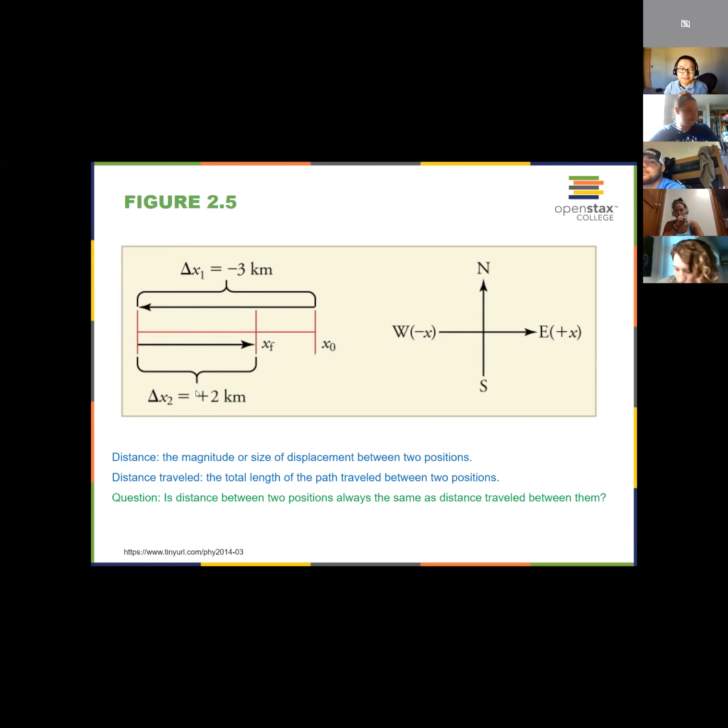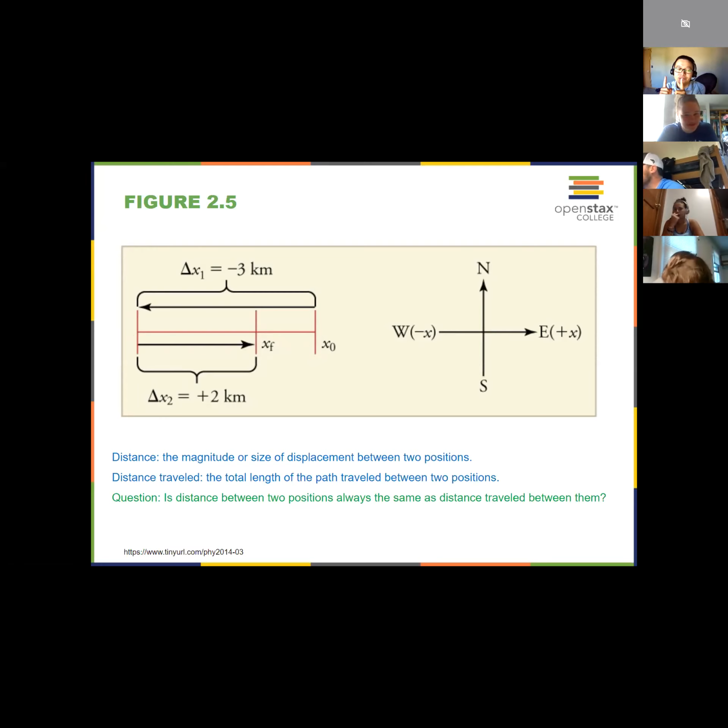Now for the total of your journey, for the entire journey over here, you are starting from this x naught and ending at this x final. So your final position and initial position are just 1 kilometer apart. You go 3 kilometers to the left and you go back 2 kilometers. So the distance between these two positions is just 1 kilometer.